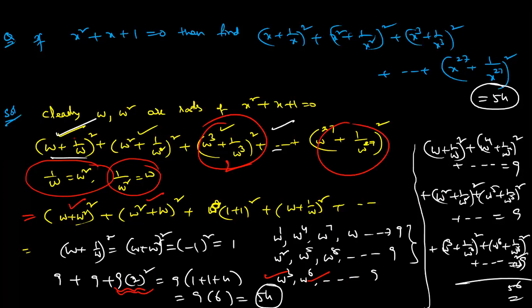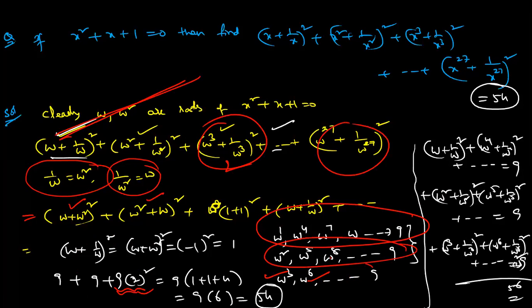Fine. Omega plus omega square is how much? Minus 1 whole square. So that is also repeated how many times? 1 time. Like that, this one also. So here 9 plus 9 into 2 square means totally 54 is coming.